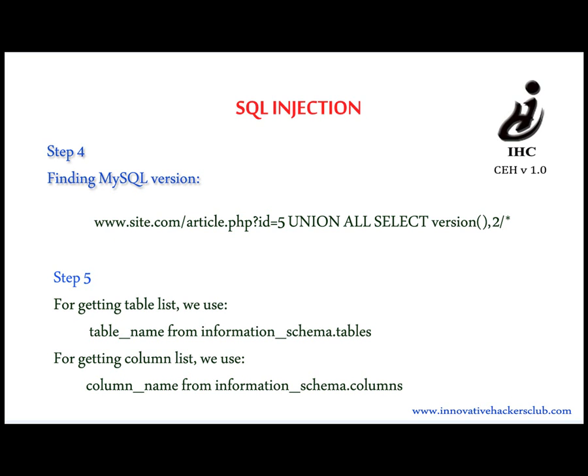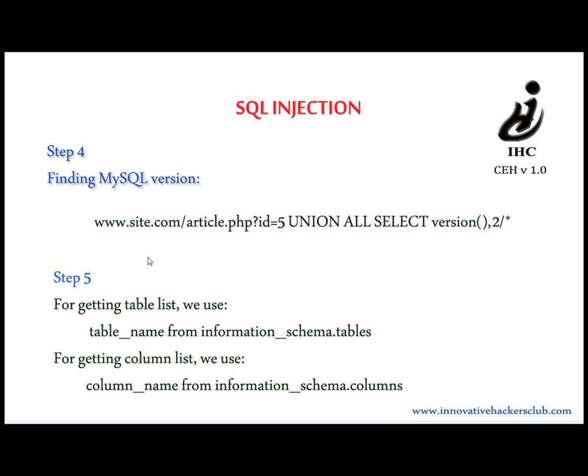Step 4. Finding MySQL version. It is necessary to find the MySQL version because if it is 5, our job becomes a lot easier. To check the version, there is a function called version(). So what we need to do is replace 1 with version(). So the URL becomes site.com/article.php?id=5 union all select version(),2. This would return the version of MySQL running on the server.